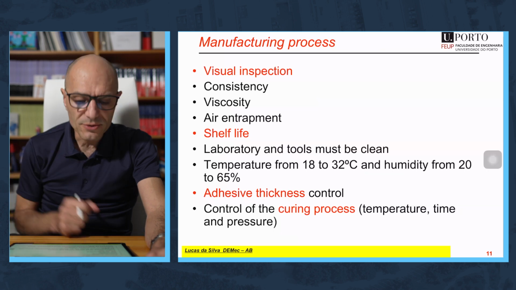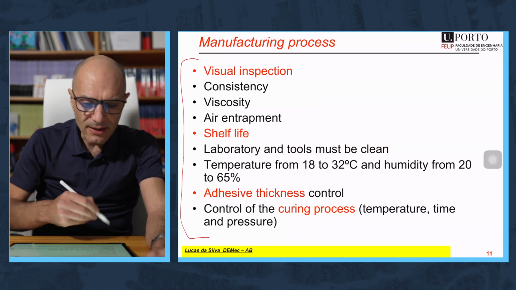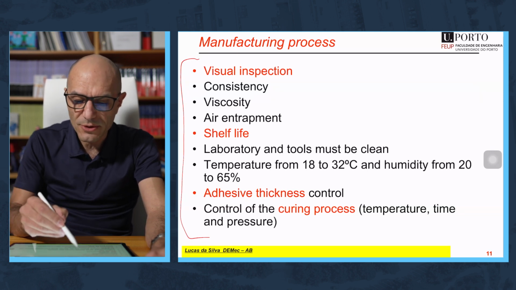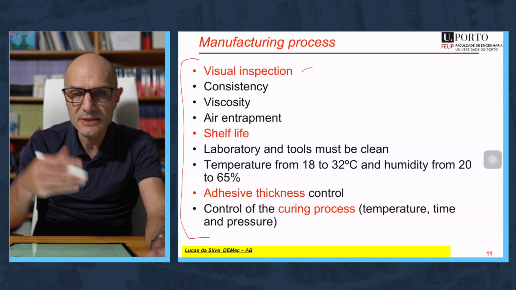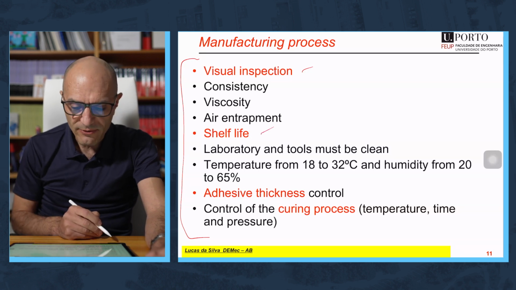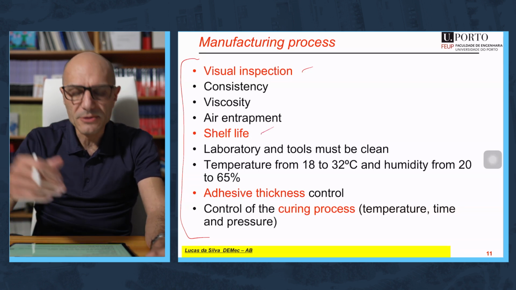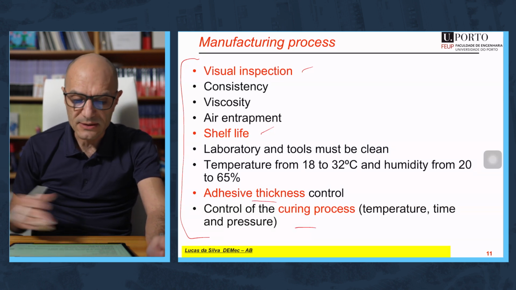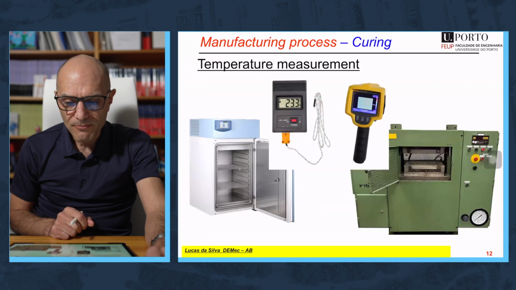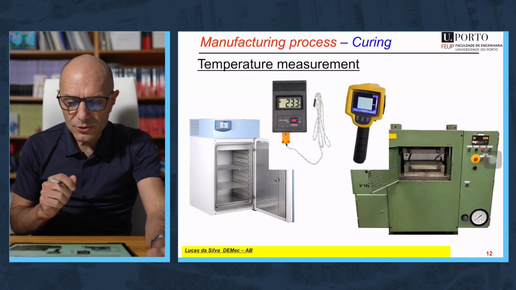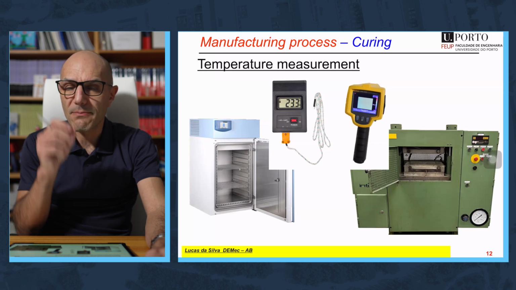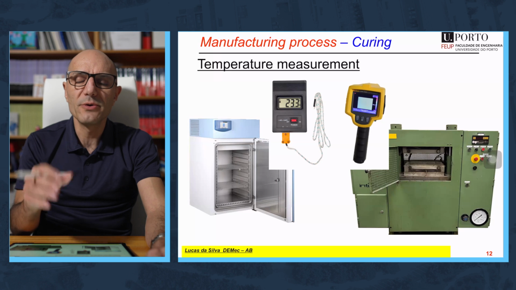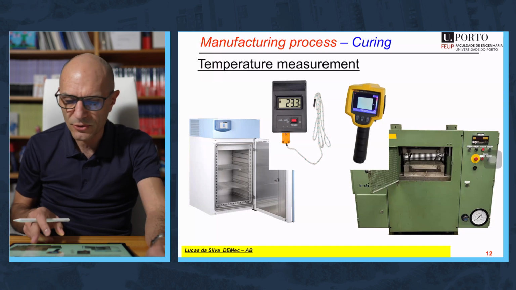Okay, about the manufacturing process, as you can see, there are many things that you should control. All are more or less obvious. You should use your eyes, the consistency, viscosity of the adhesive, air entrapment, be careful with the shelf life, the laboratory clean, temperature, humidity, control very well the adhesive thickness, and the curing process. Everything more or less straightforward. About the curing, you should be really careful about the temperature and make sure you have a thermocouple next to the adhesive and only count the time of curing from the moment the adhesive reaches the cure temperature.